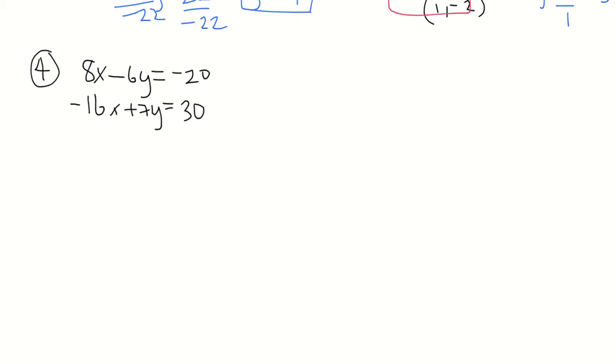Okay, number 4 is an elimination example. To solve by elimination, we want to try to get a variable to line up in these two equations with the same number, but one is positive, one is negative. So looking at these equations, the easiest spot to line up would be the x's, because we have 8 and negative 16. We could make those line up at 16 by multiplying the top equation by 2. If we multiply the top equation by 2, we get 16x minus 12y equals negative 40.